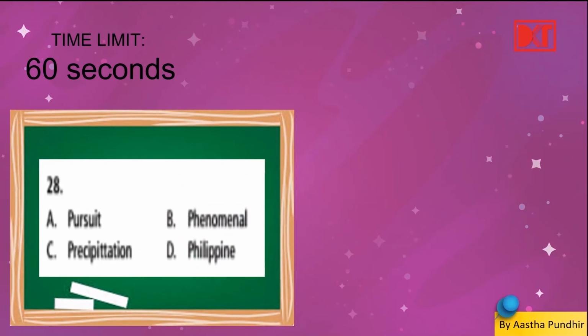Okay, here we have persuade, phenomenal. So here the incorrectly spelled word is precipitation. The correct spelling of precipitation is P-R-E-C-I-P-I-T-A, not double T, I-T-A-T-I-O-N. It refers to rain, drizzling. Other words like persuade, phenomenal, Philippine, they are all correctly spelled.